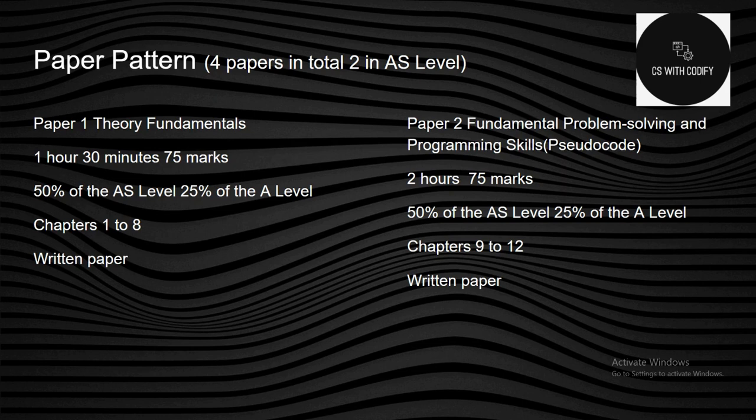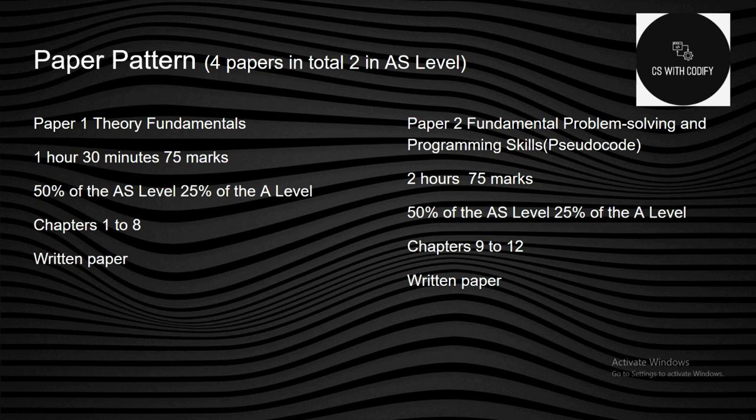Paper pattern. Four papers in total, two in AS level. Paper 1, Theory Fundamentals, and Paper 2, Fundamental Problem Solving and Programming Skills through code. Paper 1, the time required is 1 hour 30 minutes and it has 75 marks. 50% of your AS level grade would be weighted because of this paper 1, and 25% of your A level grade would be weighted because of this exam. Chapters 1 to 8 you would need to learn for this exam, and this is a written paper.